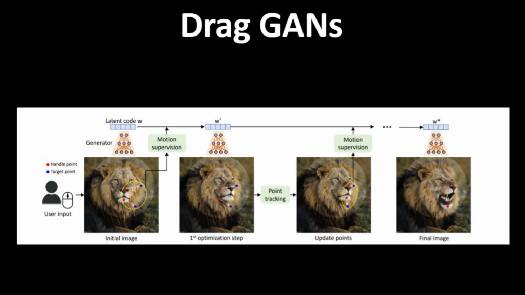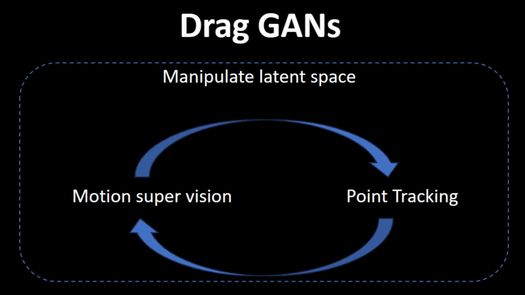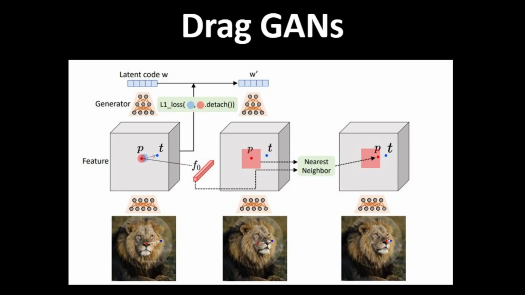So DragGAN has two steps to repeat until the image reaches its final destination. For each new target point, the model's first step is to take the current image and move its representations. That is, to manipulate the latent space such that handle points are moved to target points in this feature map, towards the right, to generate the second image, and so on.